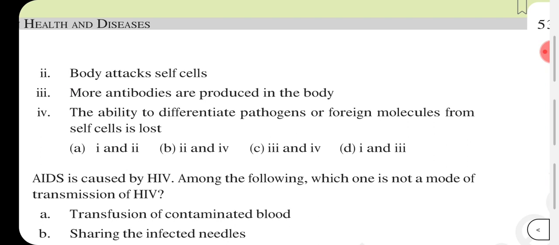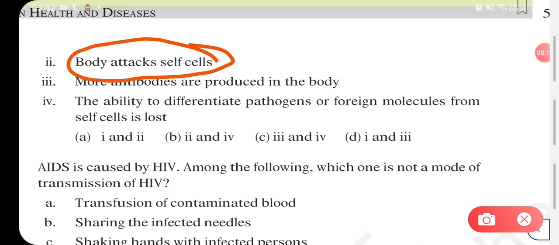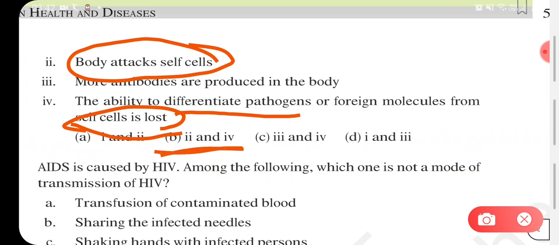So here, rheumatoid arthritis is an autoimmune disease where the body cells are not able to recognize their self cells and start attacking them. So the body attacks the self cell, this is correct, and the ability to differentiate is lost. Our body's ability to differentiate a pathogen or a foreign molecule from the self cell is lost, and because of that they start attacking their own cells. So rheumatoid arthritis is one of the autoimmune diseases. Here the second and fourth options are correct, so this will be your answer. Now moving on to the next question.